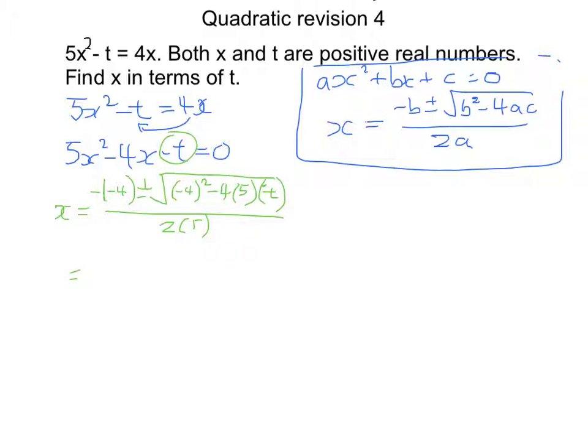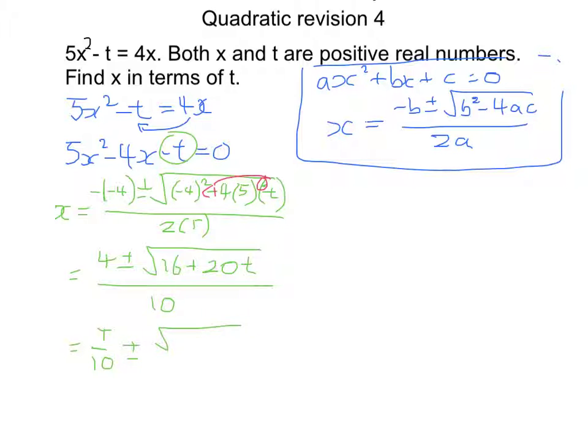And now I'll evaluate a few of those things out. So negative of negative 4 is going to be positive 4, plus or minus the square root of negative 4 squared is 16. Up here we have the negative and another negative here, so they become a positive, so it's plus inside. 4 times 5 is 20t, all divided by 10. Now I'll split it up a little bit here. Equals 4 over 10 plus or minus the square root of 16 plus 20t over 10.